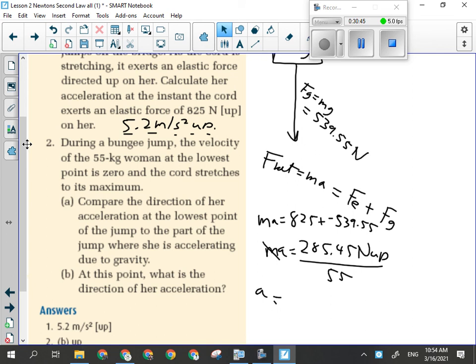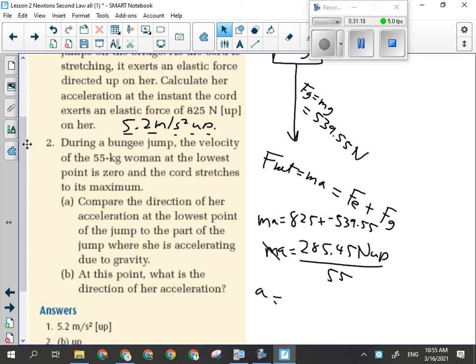Now, from a less calculating and more understanding kind of viewpoint, during the bungee jump, the velocity of the 55 kilogram woman at the lowest point is 0. It's exactly the opposite of what would happen if you jumped into the air. At your highest point, your velocity would be 0. This is the opposite. You're falling but being pulled upwards. So at her lowest point, her velocity is 0. That's the point where she changes direction from going down to going back up again. If you've ever seen somebody bungee jump, that's what happens.